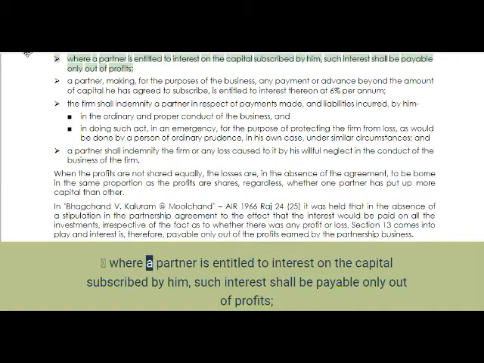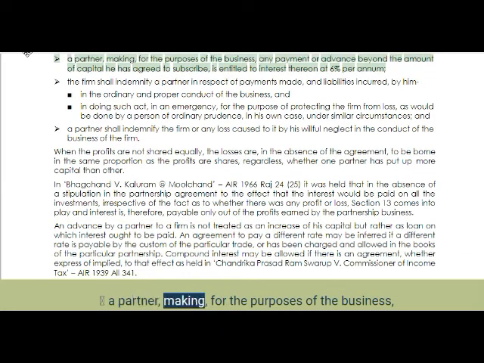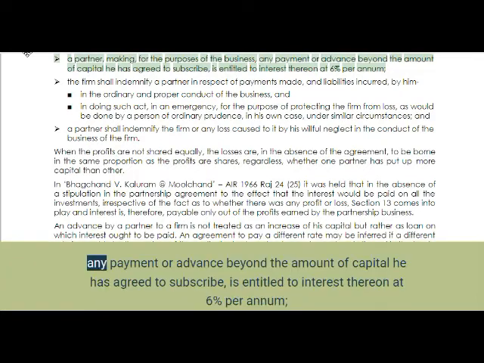Every partner has a right to have access to, and to inspect and copy, any of the books of the firm, and in the event of the death of a partner, his heirs or legal representatives or their duly authorized agents shall have a right of access to and to inspect and copy any of the books of the firm.